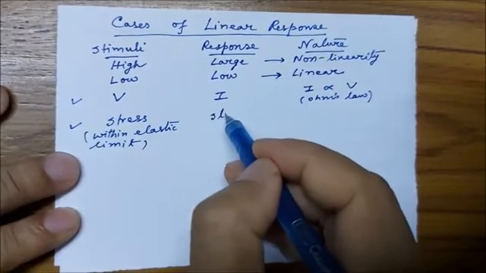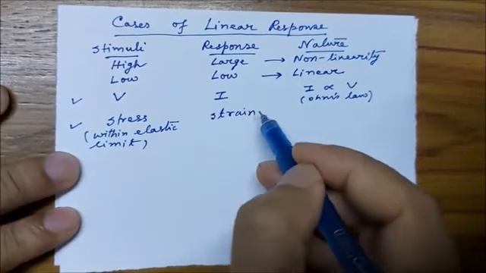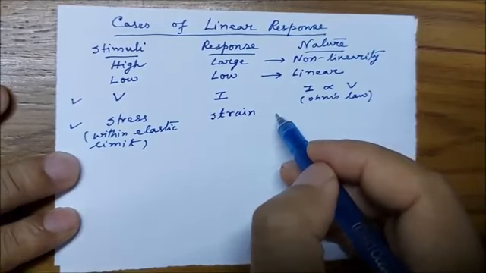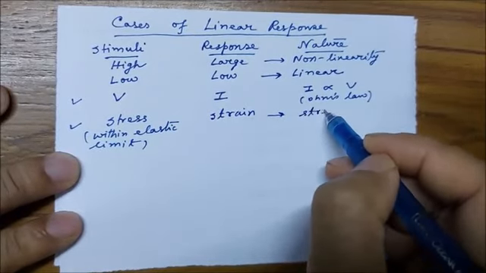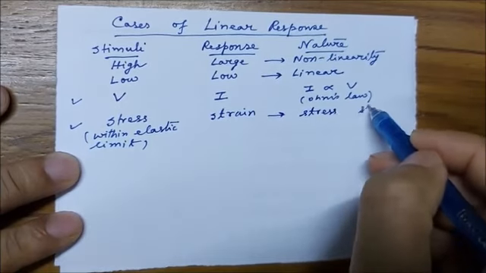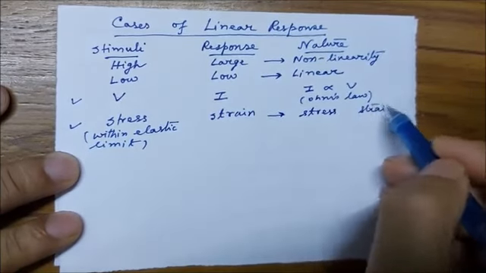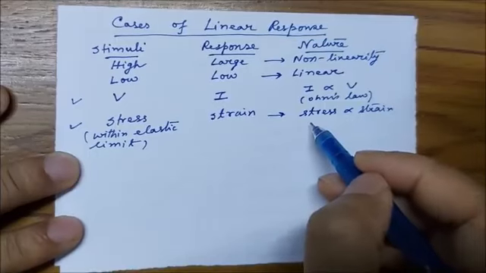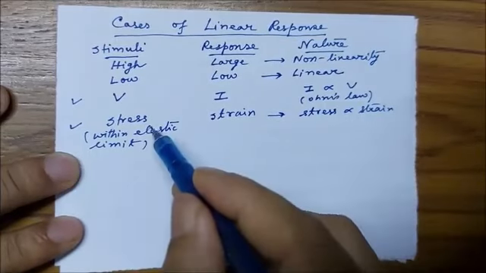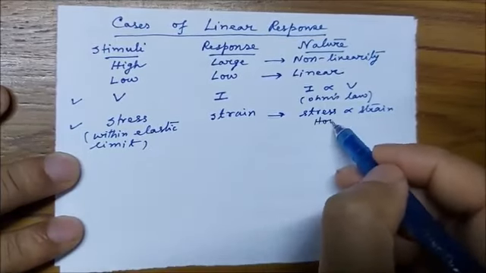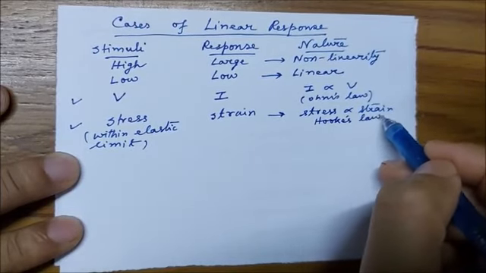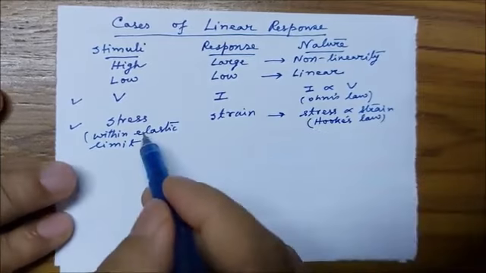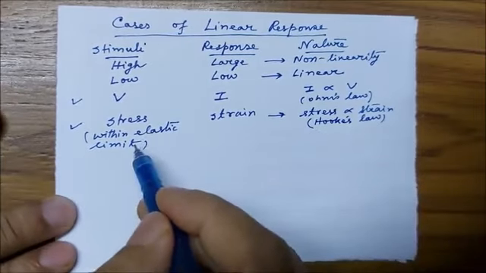The system will respond by developing a strain, and stress and strain are proportional to each other because the stress is very small. So Hooke's law, that is the law of linearity, holds for small stress within elastic limit.